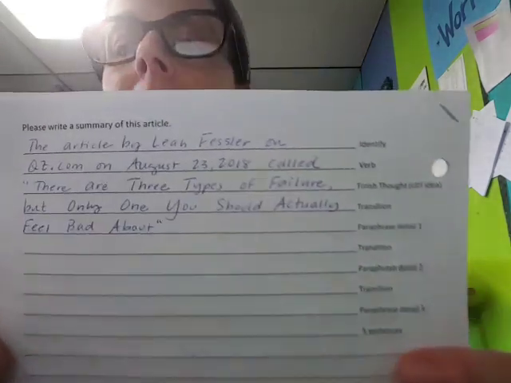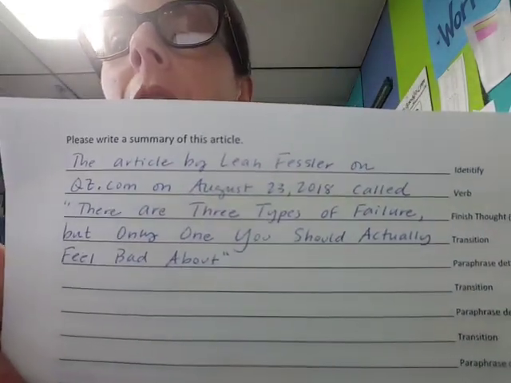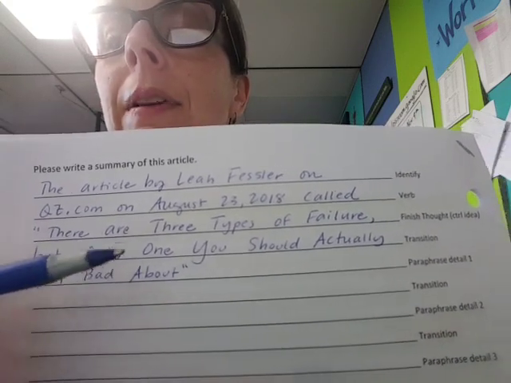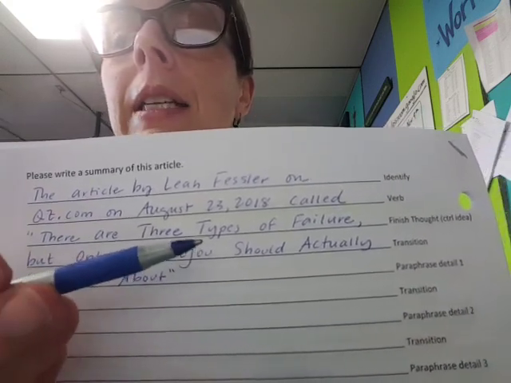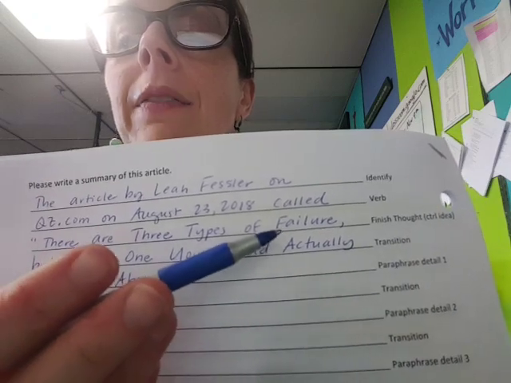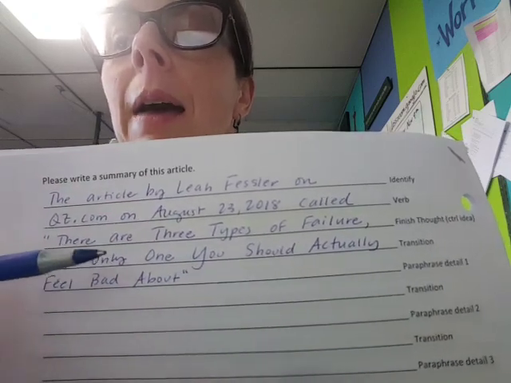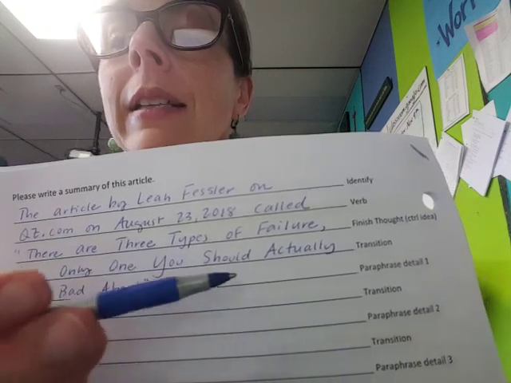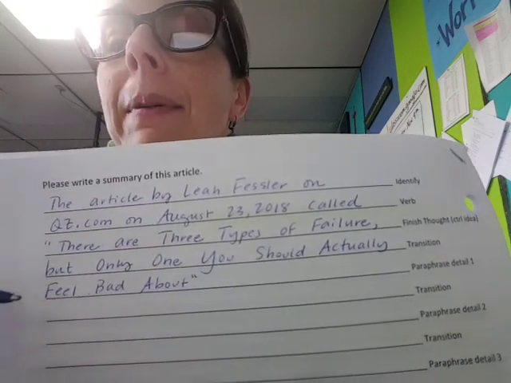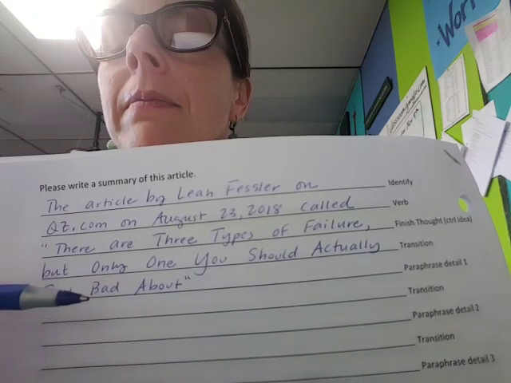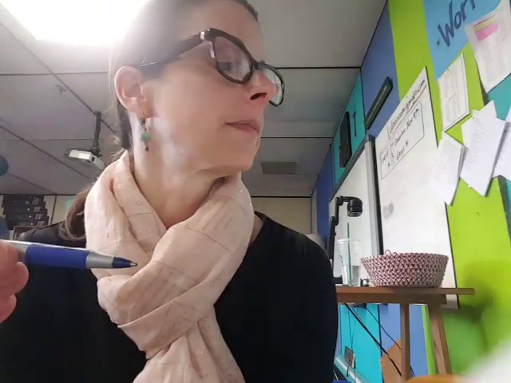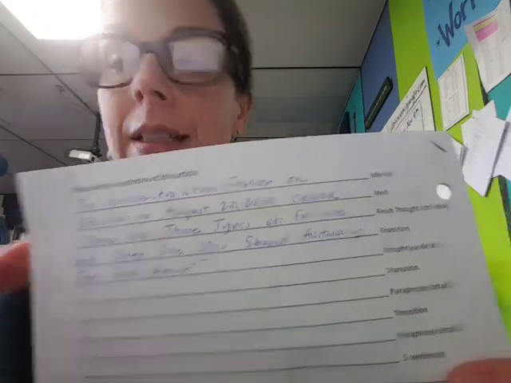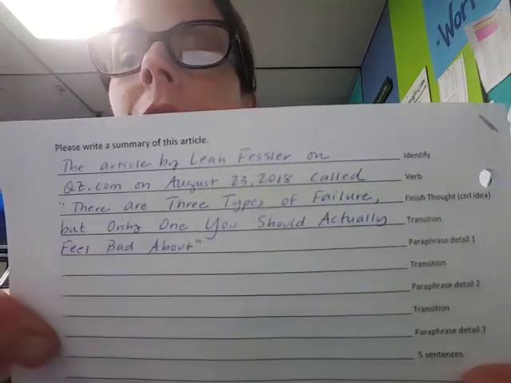So here I have it. Now notice how capital T there, capital T3, capital T type, capital F failure, capital O, capital Y, capital S, capital A, capital F, bad, capital B, and capital A. I'm reading backwards, so it's hard. So here's all the I.